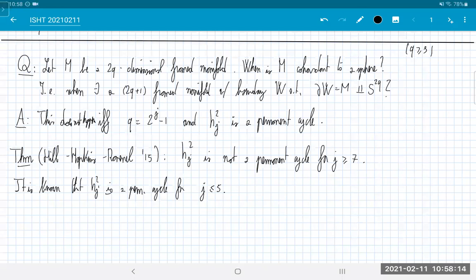And obviously, j equals 6 is open. Although, if you ask my personal opinion, and I'll claim this is my personal opinion, it is a permanent cycle for j equals 6 because the proof that Hill, Hopkins and Ravenel use really does not work in dimension 6. There is really no way of making it work there. So there is probably some crappy manifold for low dimensional reasons. It's just that the dimension is 126 and we have no idea how to attack it. But we are getting close.